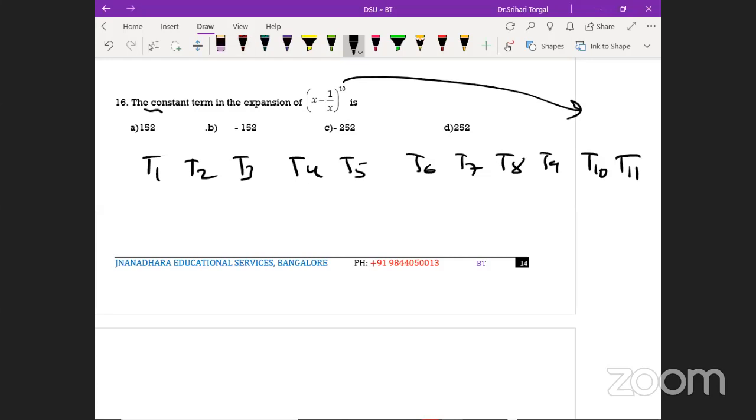And the constant term you will get in the middle term. Why have I taken the middle term only? Because this x and x will cancel only in the middle term. These two x will get cancelled. Then only you will get the constant term.